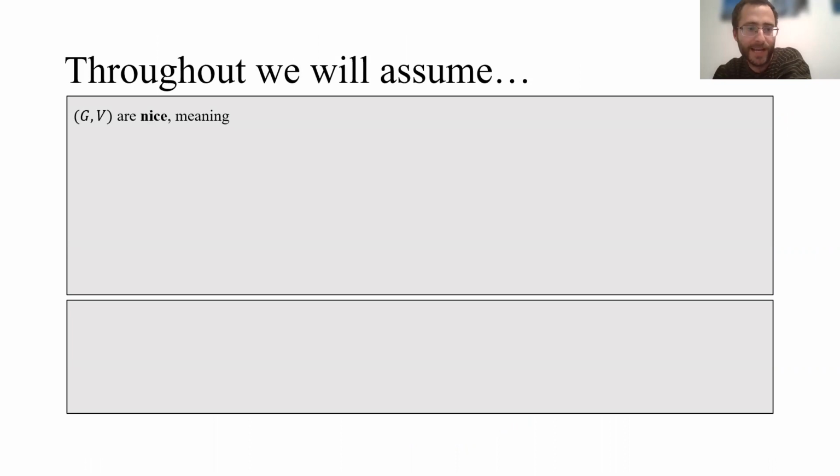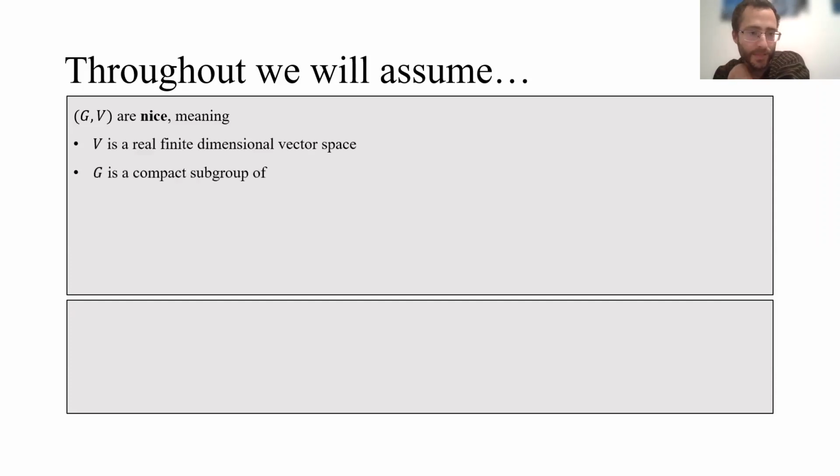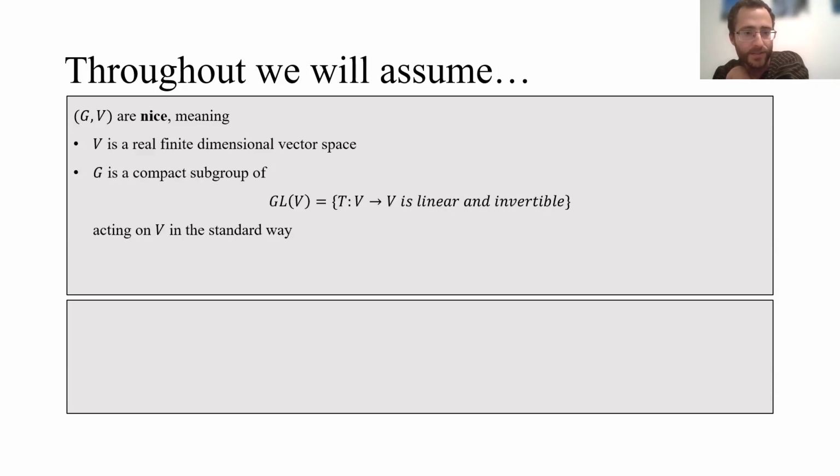So we're going to have a group acting on V. G is the group, V is the vector space, and we call that nice if V is a real finite dimensional vector space, and G is a compact subgroup of linear transformations acting on V in the standard way, and the map which takes (g, v) to g times v is polynomial.